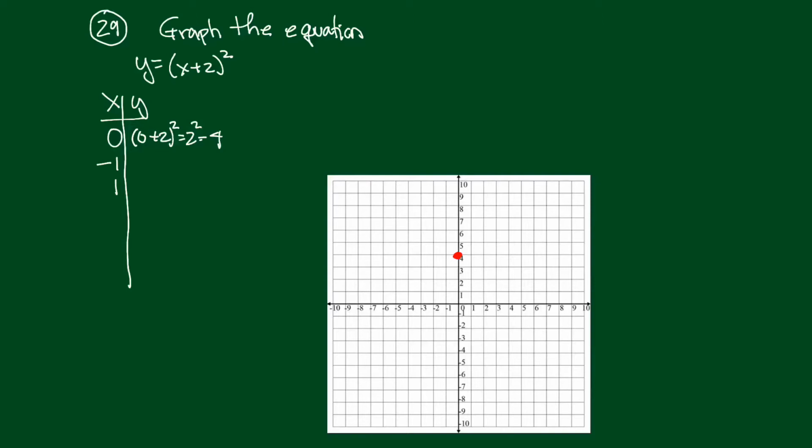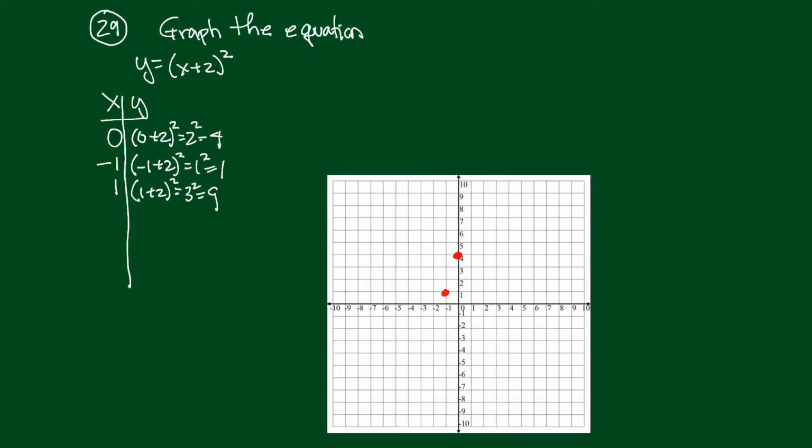If we put -1 right in here, then I'll put 1 in there. So we're going to get what? -1 plus 2 squared is 1 squared, which is 1. And if we put in 1, we'll get 1 plus 2 squared is 3 squared, so we end up with a 9. So at this -1, from the origin, we're going to go to the left one, up 1, that's going to put us here.